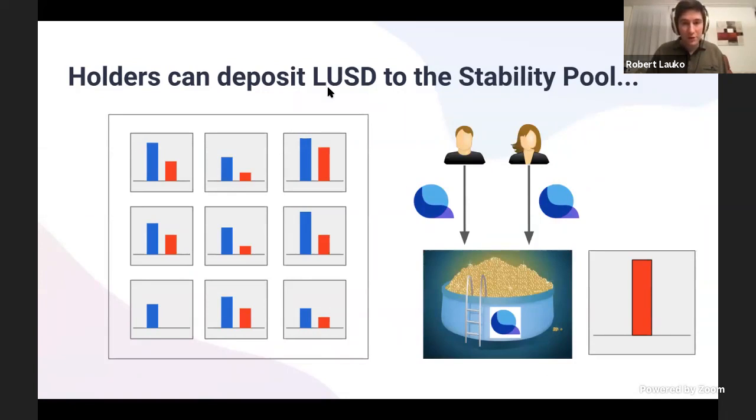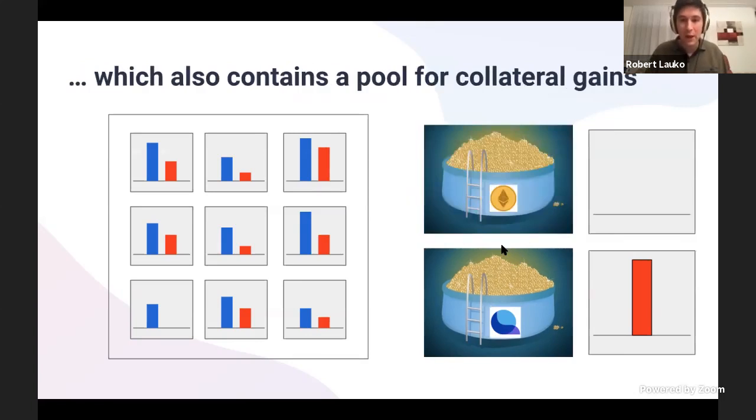So LUSD, this is the name of our stablecoin. It's obviously pegged to the US dollar. Now, every holder of this LUSD token can deposit it to what we call a stability pool. At any time, any holder can do that. So this pool will fill up over time. And then there is also another pool which collects Ether tokens from liquidated positions. But at the beginning, it will just start empty.